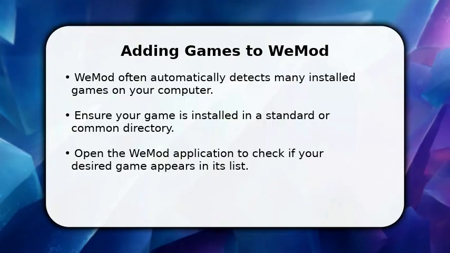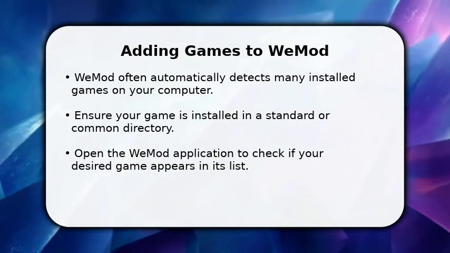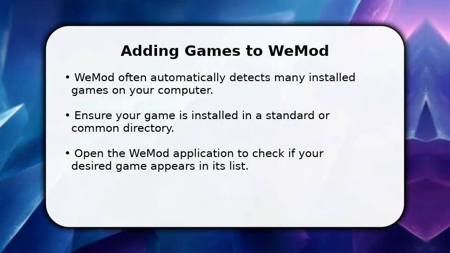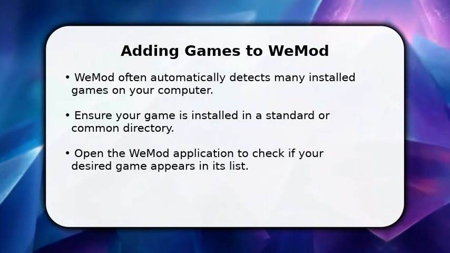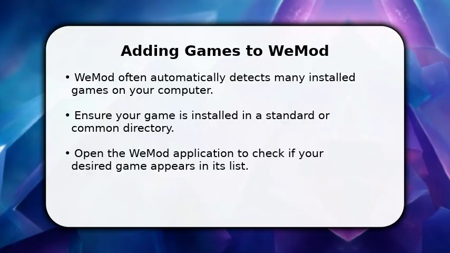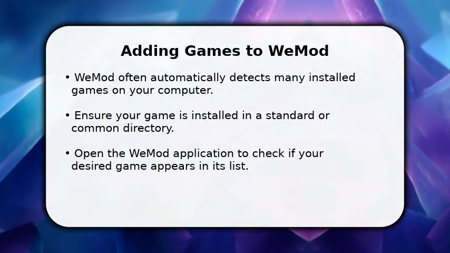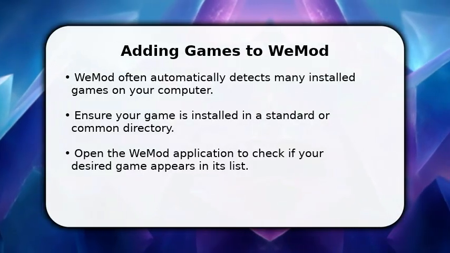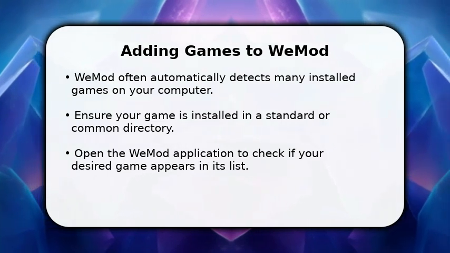In this video, I will explain how to add games in Wemod. Wemod is designed to automatically find many of your installed games, making the process quite simple. First, ensure your game is installed in a typical location on your computer. Then, simply open the Wemod application. It will scan your system and usually display compatible games directly on its dashboard, ready for you to use with its powerful trainers. This initial step covers the most common scenario for adding games.